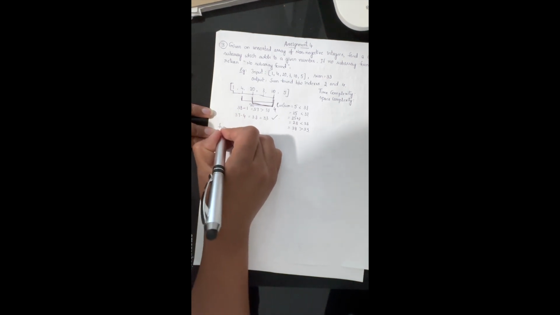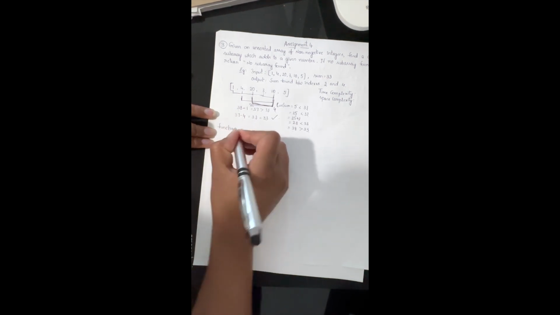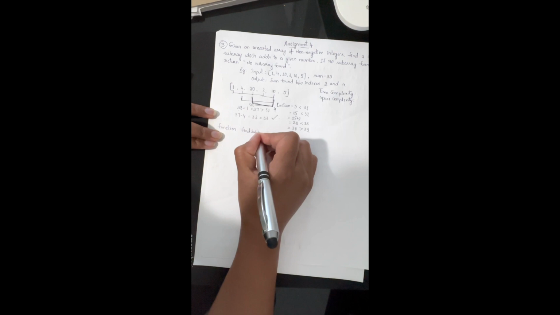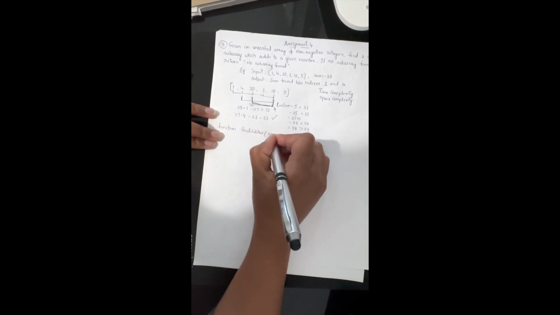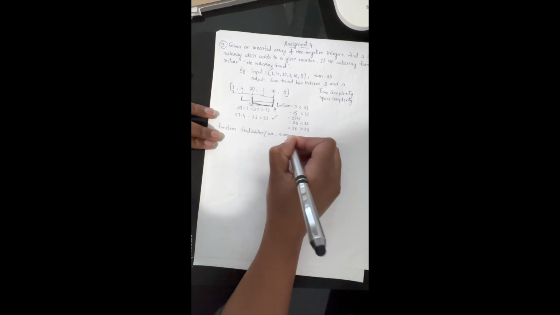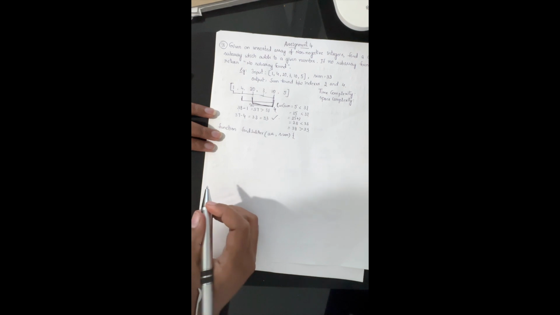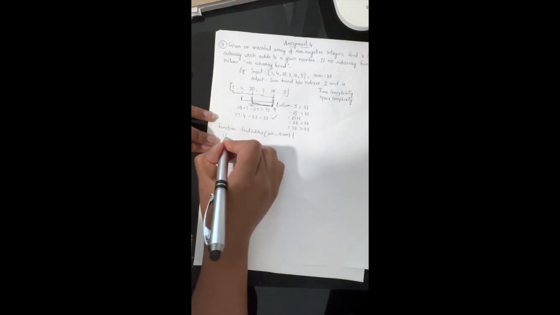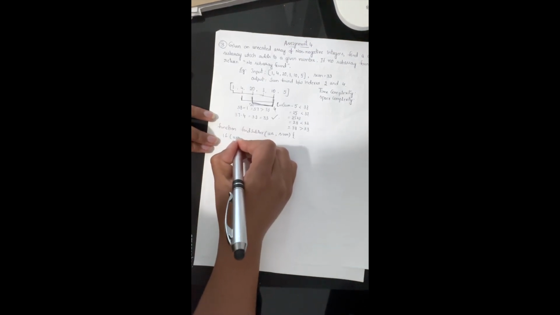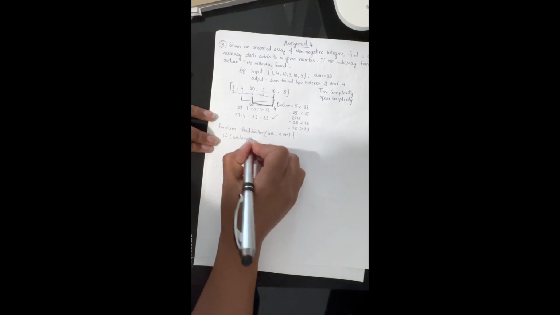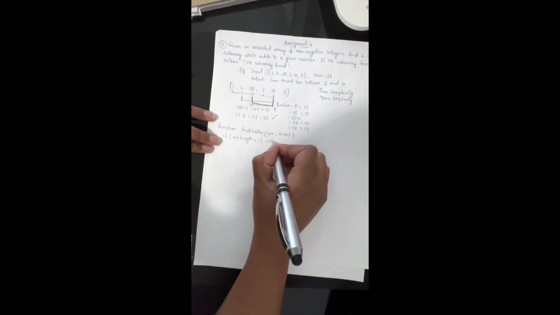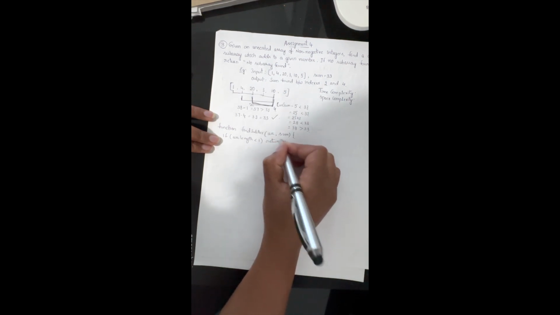So let's start writing the code. Function findSubarray, and the parameters are array and sum. First I'm going to check if array.length is less than 1. Then I am going to return no subarray found.